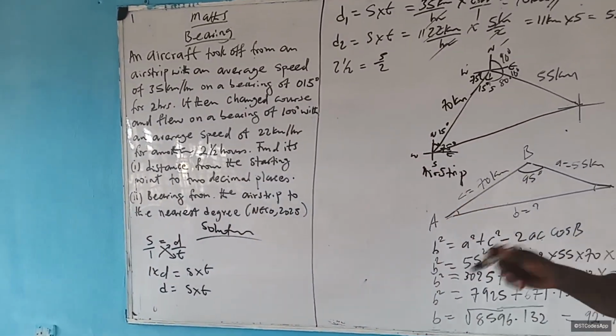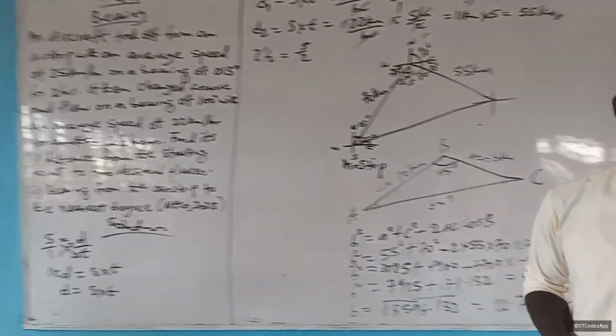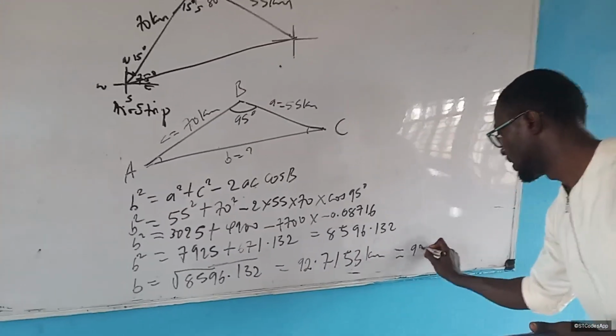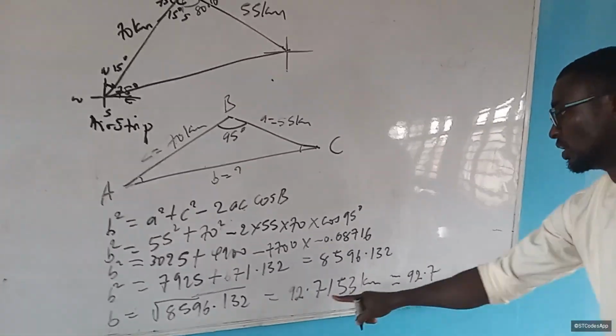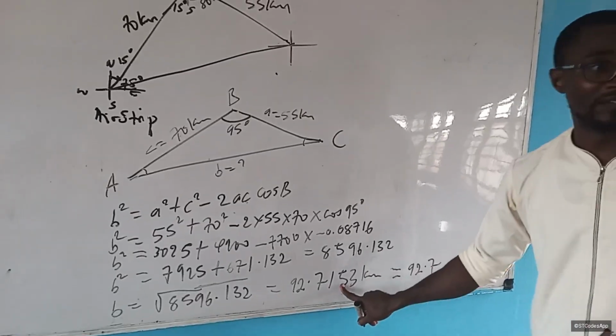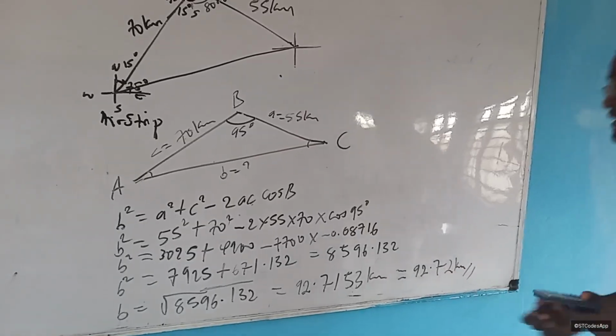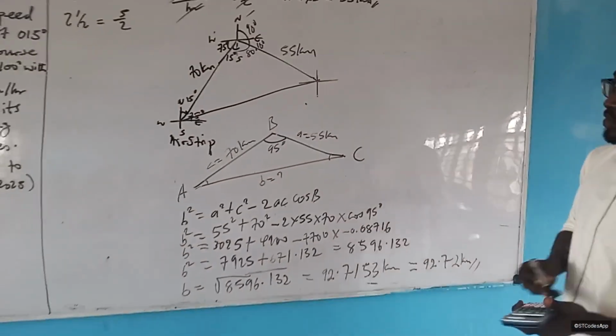Find the distance from the starting point to 2 decimal places. So if you have to approximate to 2 decimal places, it gives us 92 plus 0.7. Approximating this by 5 gives us 1 added to this one. That will give us 92.72 kilometers, and that is the final answer.